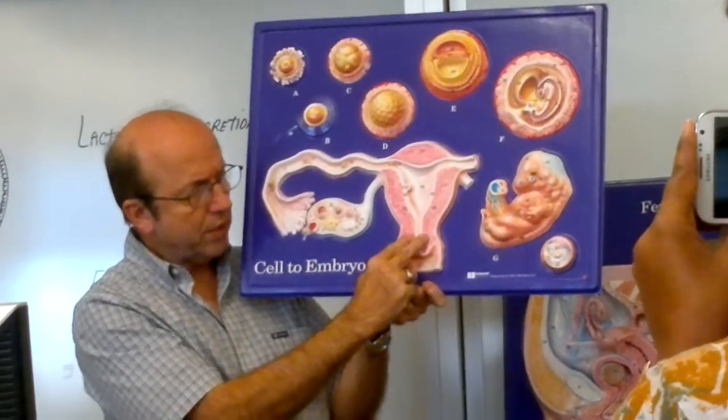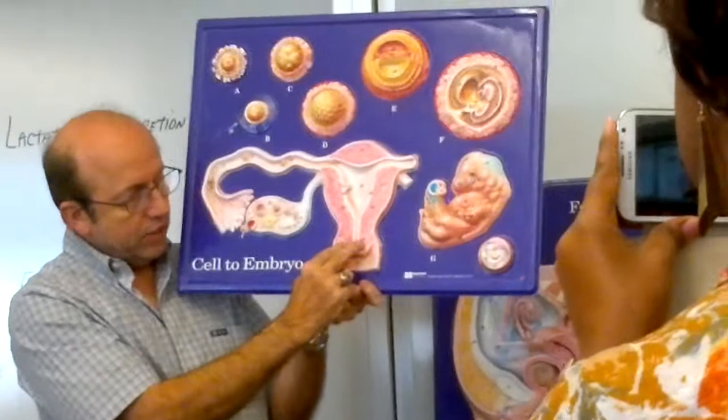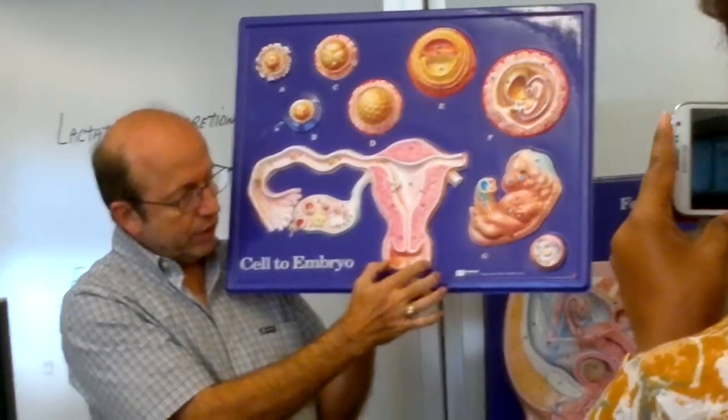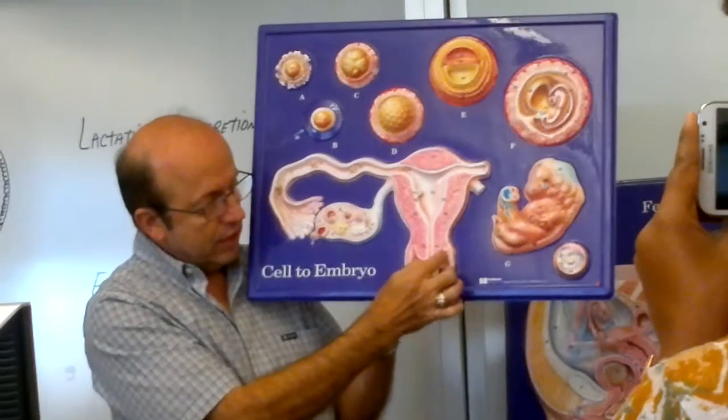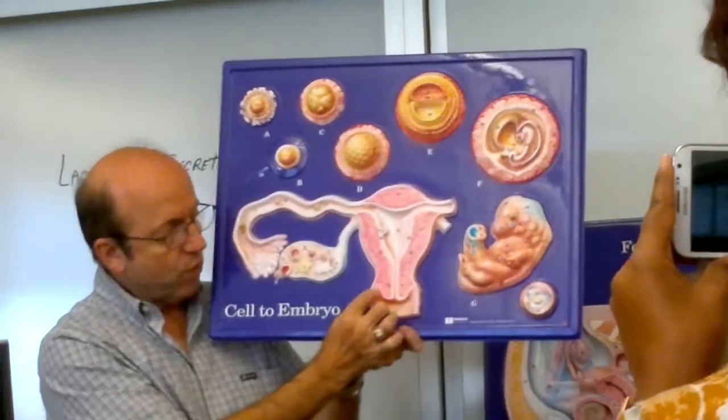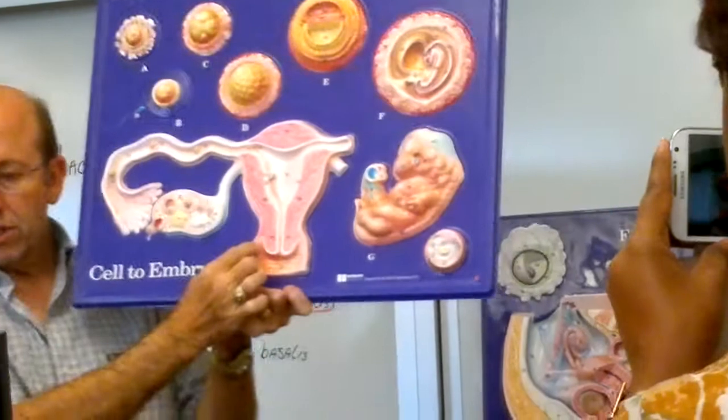Something else, you can see how the cervix is stuck down into the vagina here. And when it does that, it makes a little pocket all the way around the cervix. That little pocket is called the fornix.